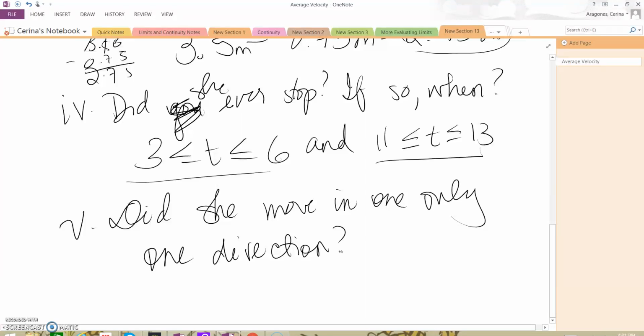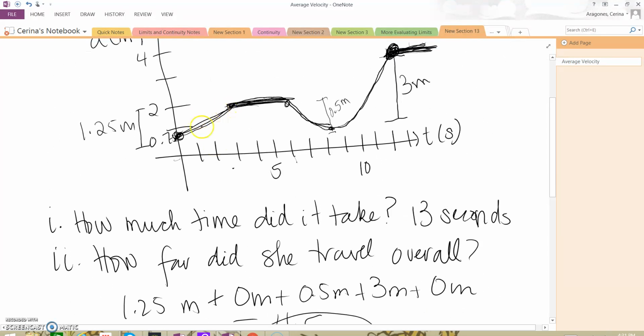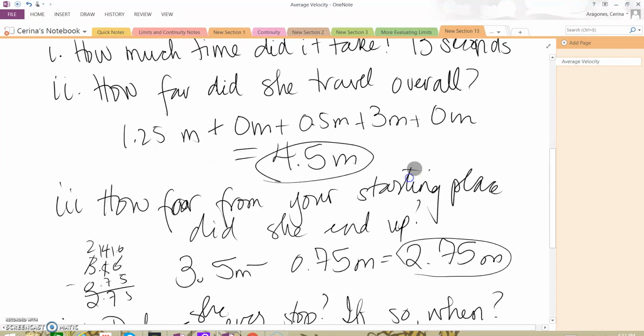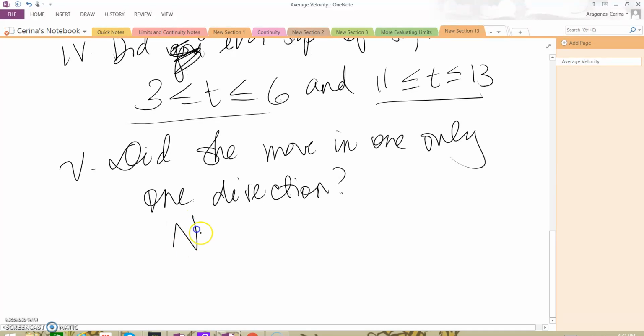Okay. And very clearly she did not, right? This portion of the graph is walking away, like her distance from the starting point is increasing. Then in this part of the graph, she's moving towards the motion detector, so her distance to the motion detector is decreasing. So, she switches direction here and then here again, okay? So no, right? She switched directions at certain times.